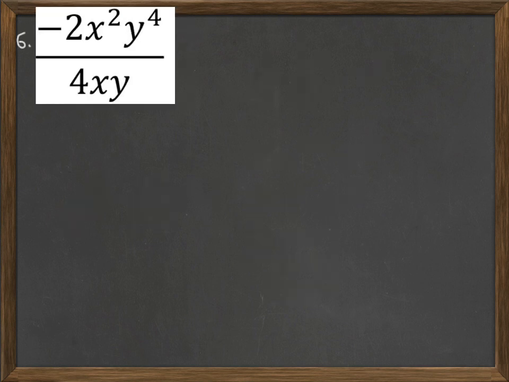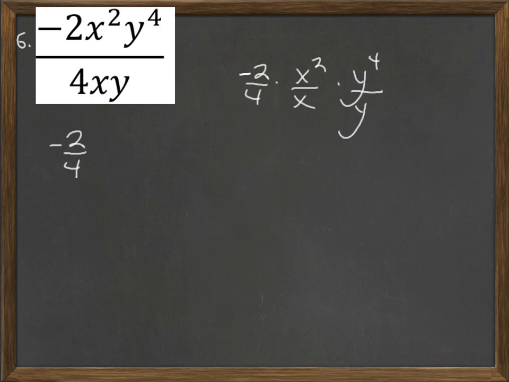All right, let's do another problem. So this time I have negative 2 over 4 times x squared divided by x times y to the fourth divided by y. So again, we have a fraction. We have negative 2 over 4, and this fraction can and must be reduced. 2 goes into both the top and the bottom, so we end up with negative 1 over 2.